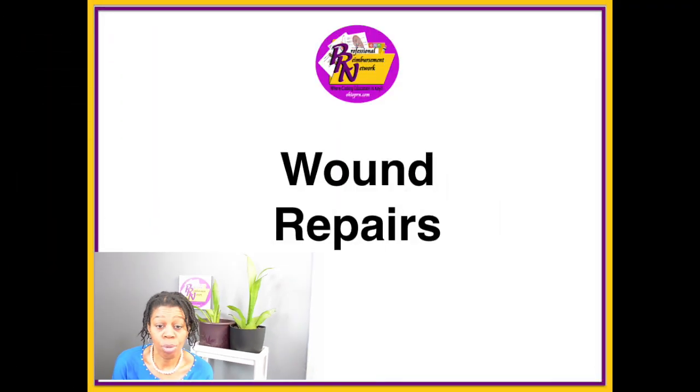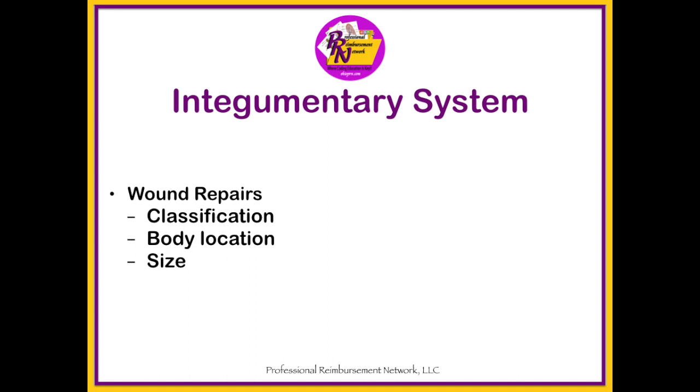Wound repair codes are for wound closures by suture, staples, or tissue adhesions. Keep in mind, wound closures using adhesive strips are bundled into evaluation and management services. The three things needed to code wound repairs are the classification, body location, and size. The wounds are measured and reported in centimeters.